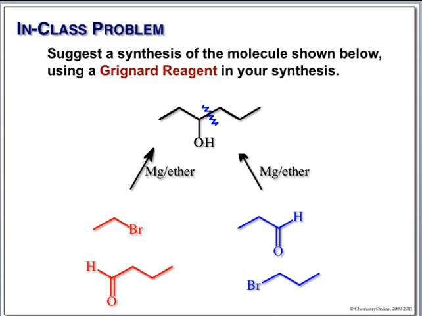Questions? Very, very simple. All you have to do, split on either side, identify the fragment that was the Grignard, and the other side is our carbonyl.